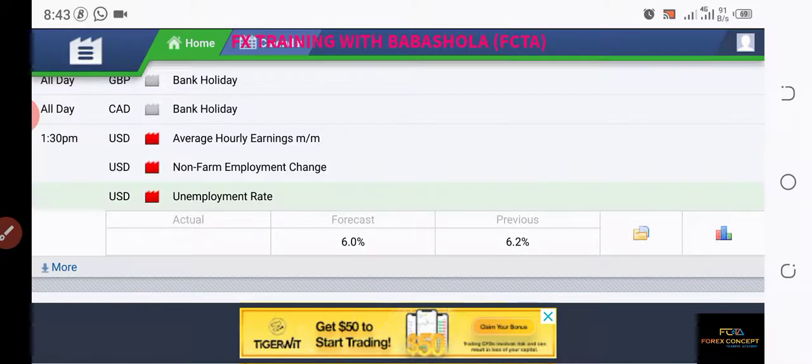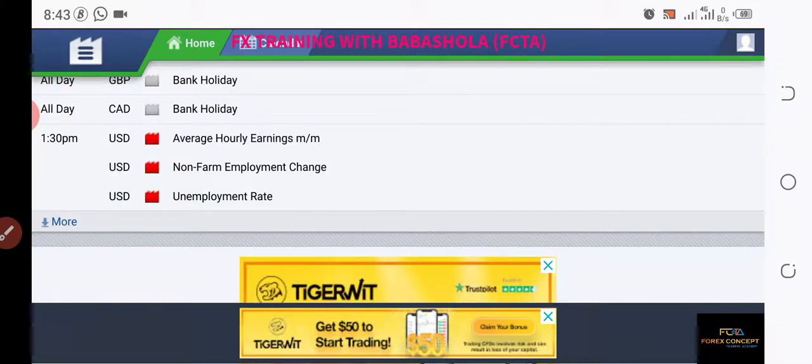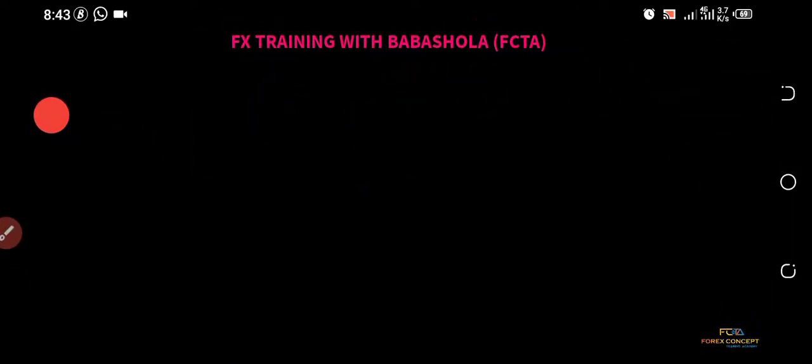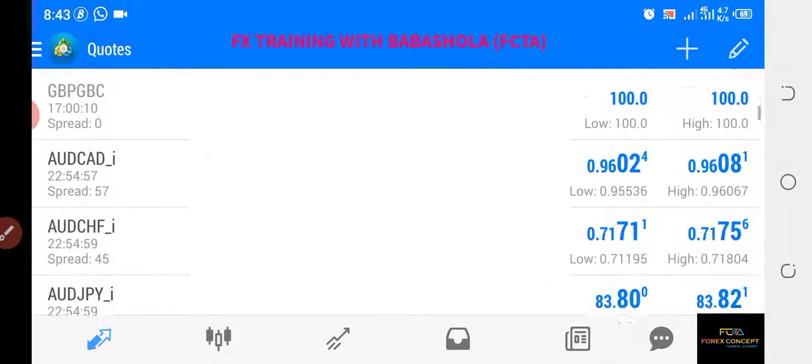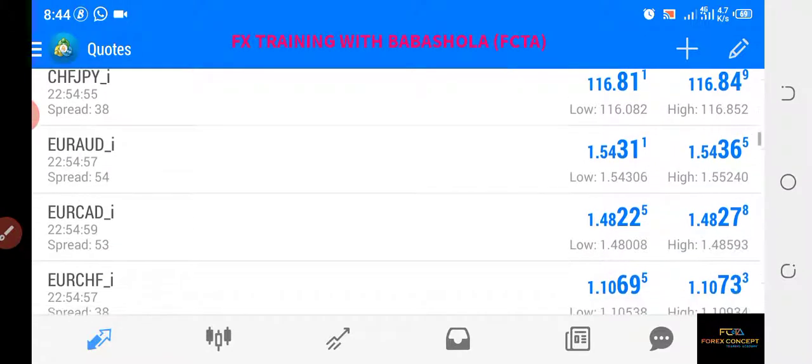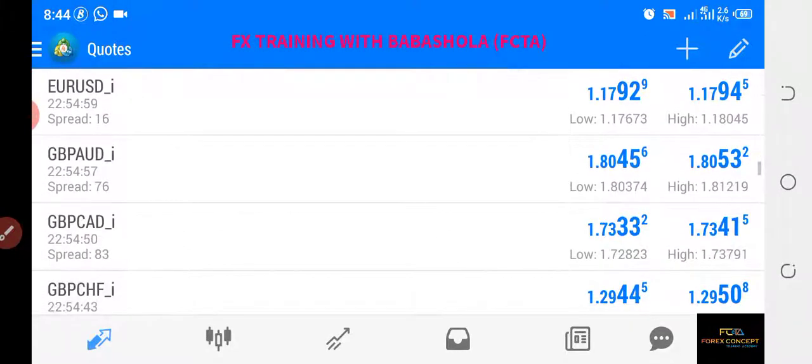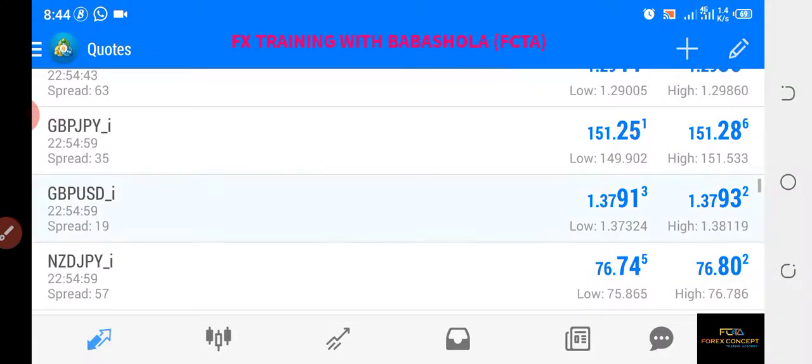So I will not be looking at more of fundamental data, but more of technical, and that will take us to our technical analysis, which we are going to start with GBPUSD. Okay, so GBPUSD, let's check what we have on GBPUSD.